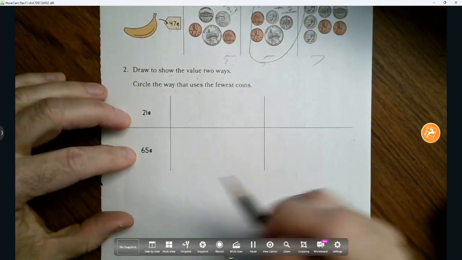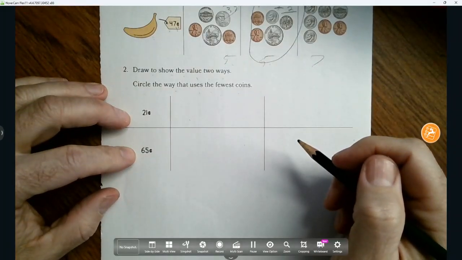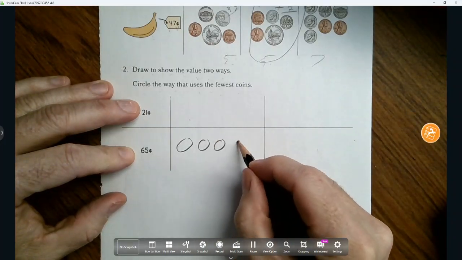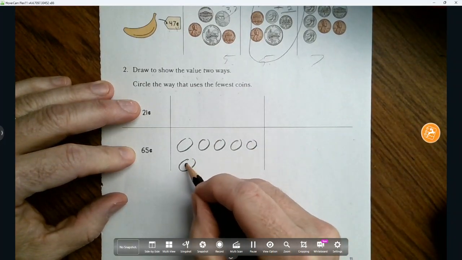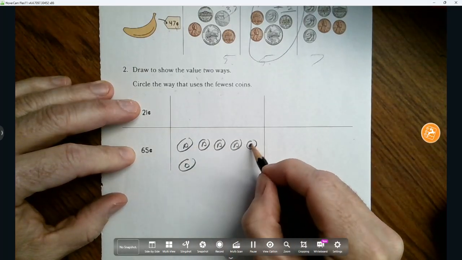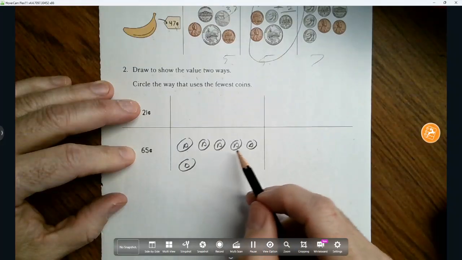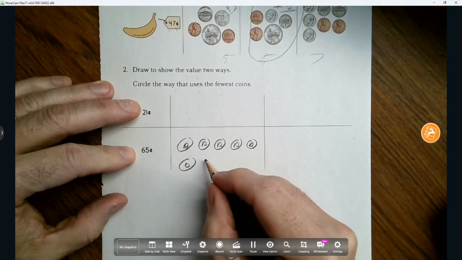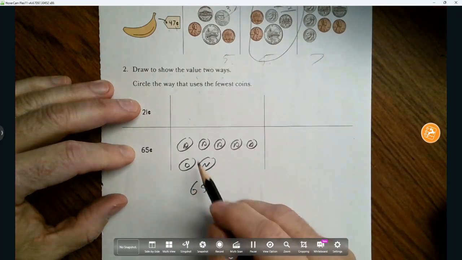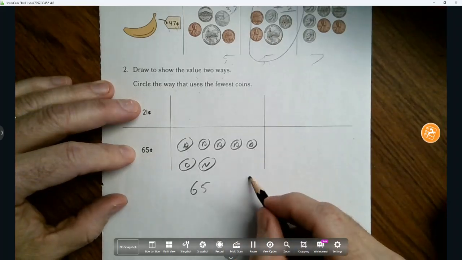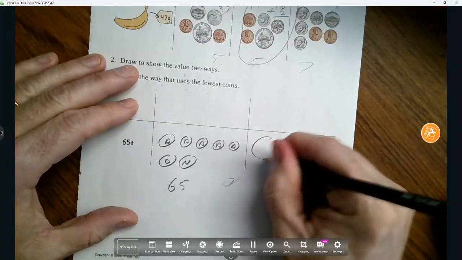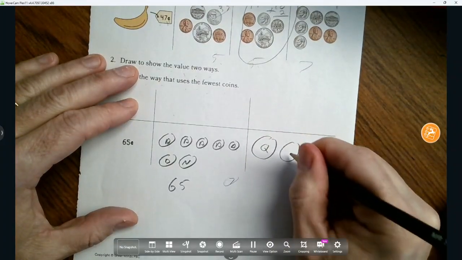All right. So 65 cents. How can we break that down? We could do 1, 2, 3, 4, 5, 6. If we put a D in there, these are dimes. Right? So that's 10, 20, 30, 40, 50, 60. And then if we put a nickel, that gives us 65. That gives us 7 coins.